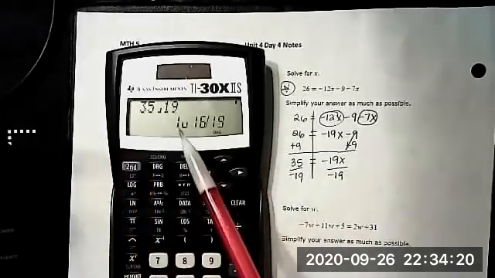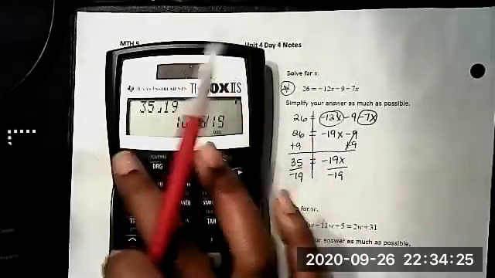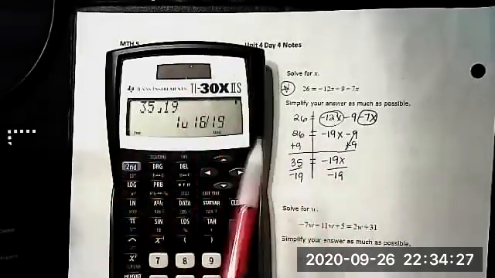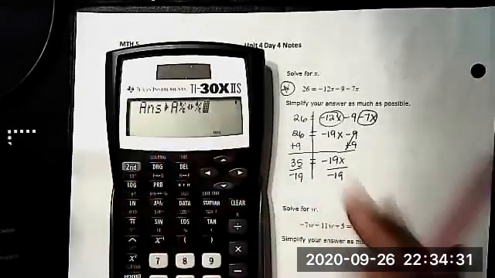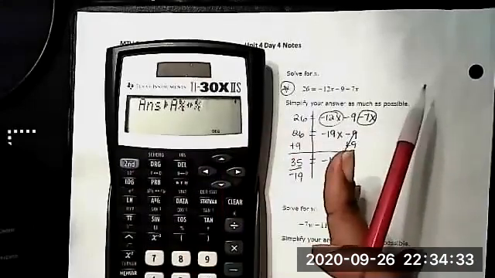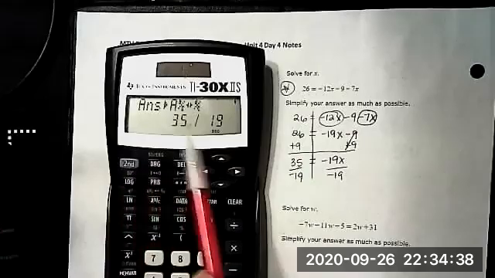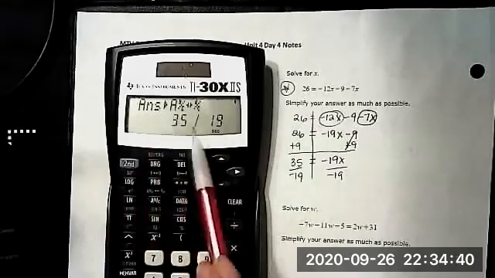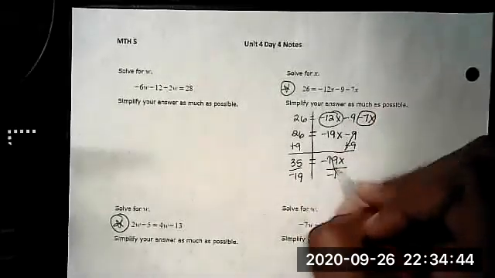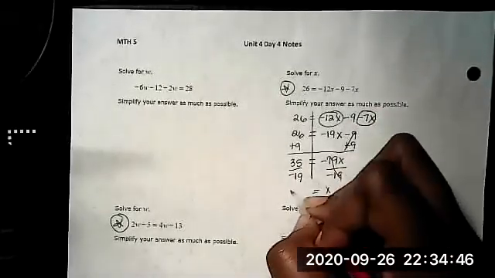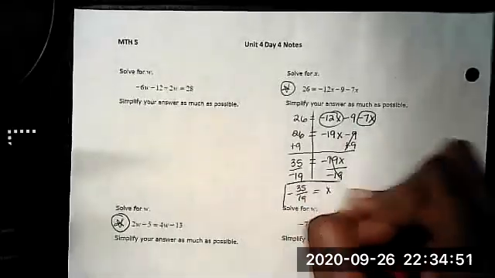And if you get something like this as a mixed number, 1 and 16 over 19, in order to make it an improper fraction, you would push second and then that little AB again, and then push enter, and it'll go from a mixed number to an improper fraction. And look at this, it's 35 over 19, it doesn't simplify. So that's really our answer. So for x, it's going to equal negative 35 over 19.